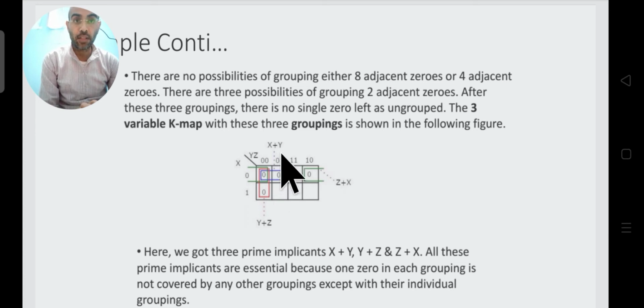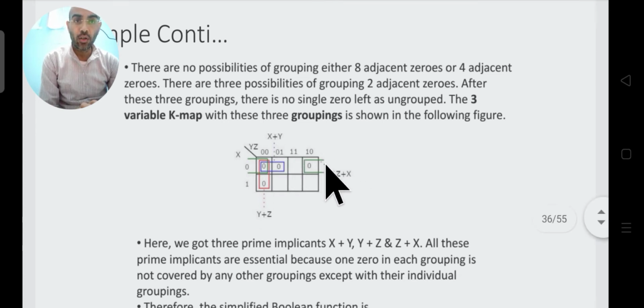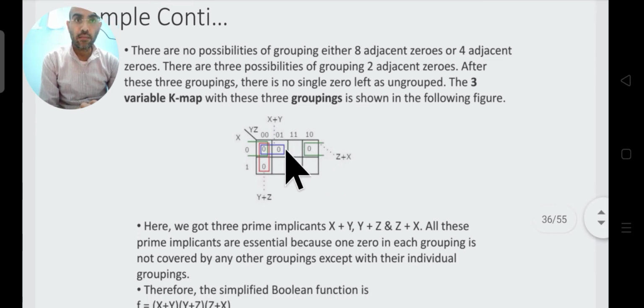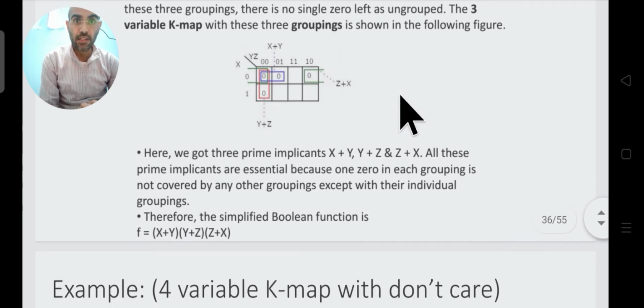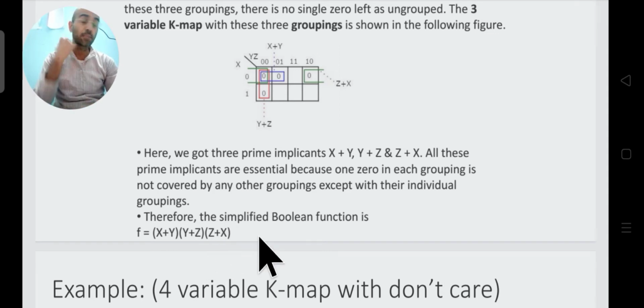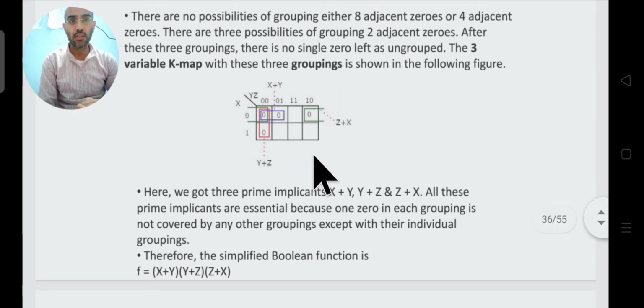Now once we get these three terms, we write them together, combine them, with the help of the product, because it is in the POS form. Combining them, the final answer will look something like this: X plus Y, Y plus Z, and Z plus X. Okay, so this is the final simplified form. So this is how we simplified.